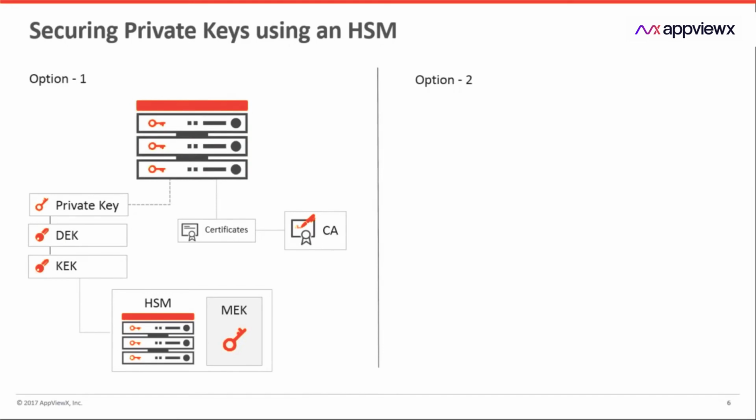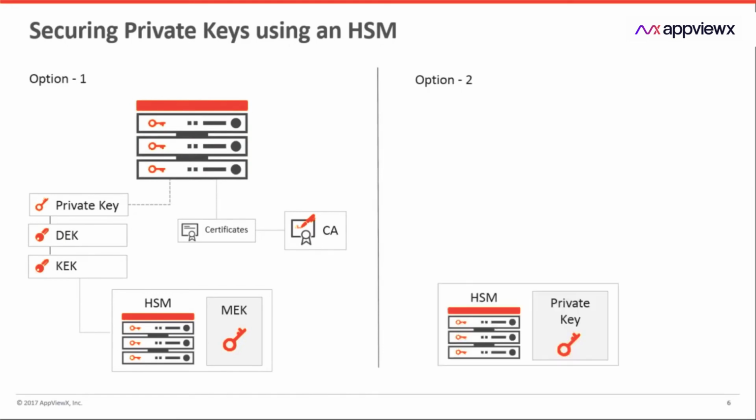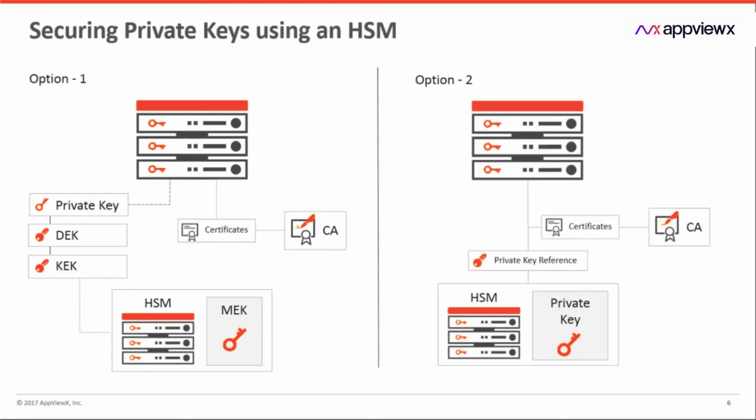In option 2, we can secure the private key inside the HSM and just use the private key reference to push certificates to the required devices. This makes it almost impossible to retrieve or delete the private key inside the HSM. What do you think about these two approaches? Are they complex? Are they difficult? Yes, we agree. It is complex if, and that is a big if, it is done using manual methods such as spreadsheets. And herein comes the challenge.